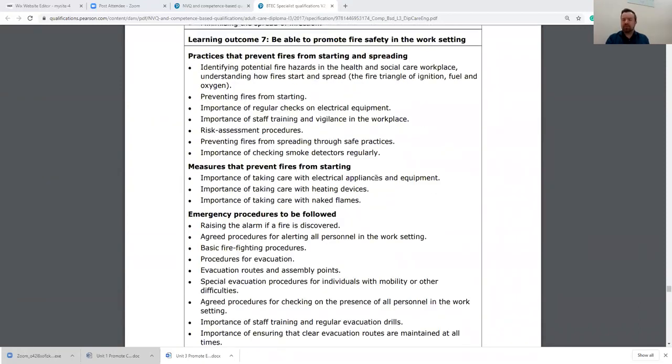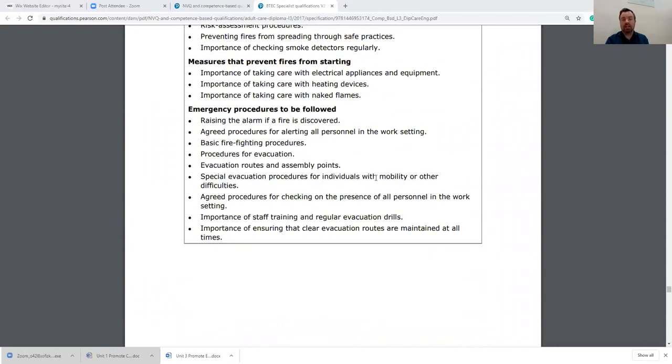The other thing that we didn't talk about in there is the personal emergency evacuation plans, the PEEPs. Every single person should have a PEEP, a personal emergency evacuation plan, on their care plans, and that will tell you what to do in the case of a fire for that particular individual.